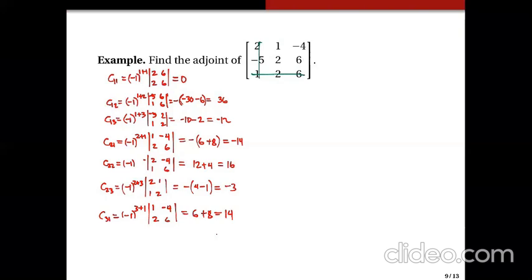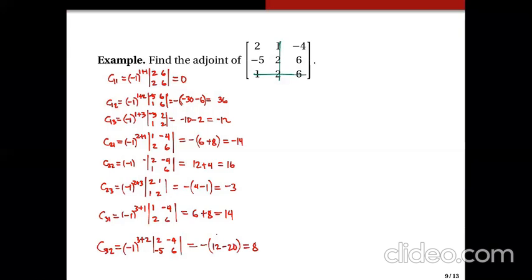Two entries left. We have C32. We have negative 1 raised to 3 plus 2, determinant of the submatrix obtained by removing the third row and second column. So we will have 2, negative 4, negative 5, 6. This is equal to negative 1 raised to 3 plus 2, so that's a negative there. Quantity, we have 12 minus 20. So this is negative 8, and then there's a negative outside. We will have positive 8.